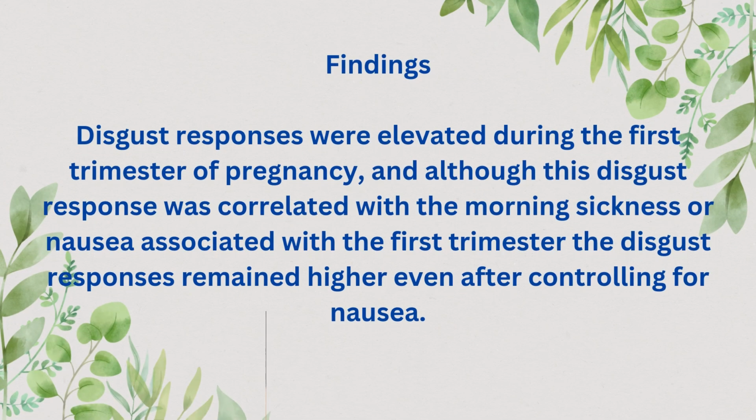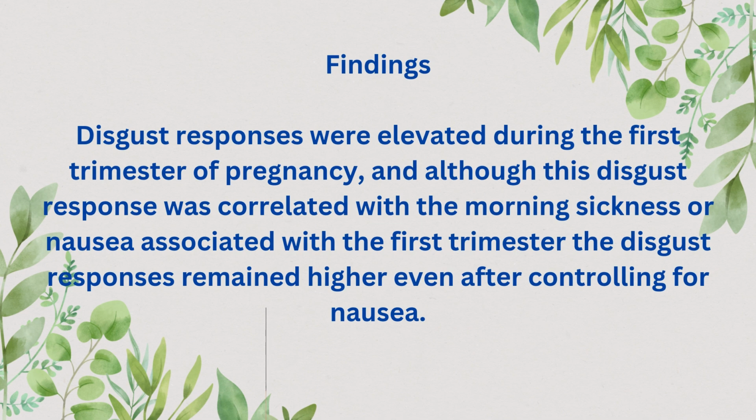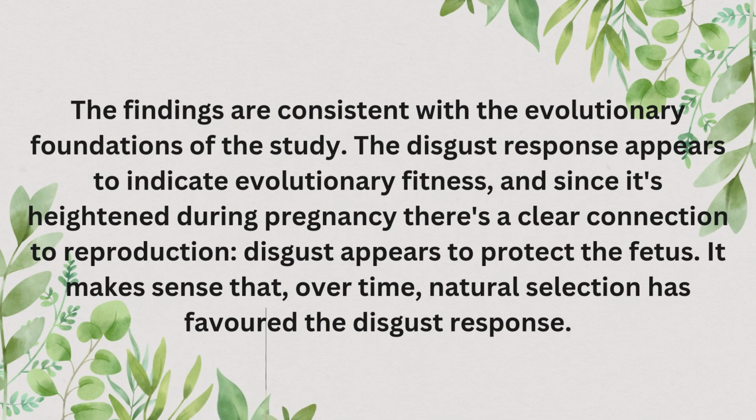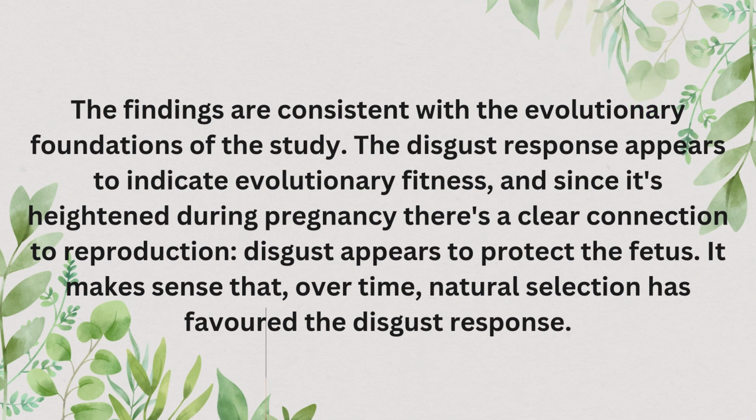So the findings showed that disgust responses were elevated during the first trimester of pregnancy, and although this disgust response was correlated with the morning sickness or nausea associated with the first trimester, the disgust responses remained higher even after controlling for nausea. The findings are consistent with the evolutionary foundations of the study. The disgust response appears to indicate evolutionary fitness, and since it's heightened during pregnancy, there's a clear connection to reproduction. Disgust appears to protect the fetus. It makes sense that over time, natural selection has favored the disgust response.